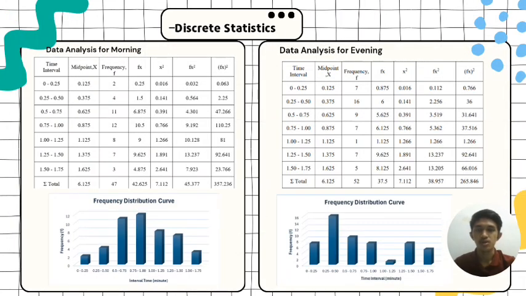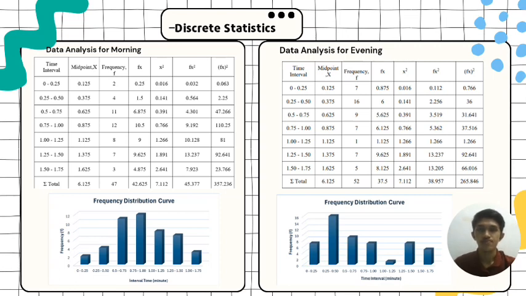Assalamualaikum warahmatullahi wabarakatuh. My name is Muhammad Syazri Aiman Berasdi and I will present about discrete statistics. First, we use the time interval of 0.25. Then we get the midpoint, x, is 0.125. Using all of the data that has been collected, we can find the values of fx, x squared, fx squared, and in brackets, (fx) squared.